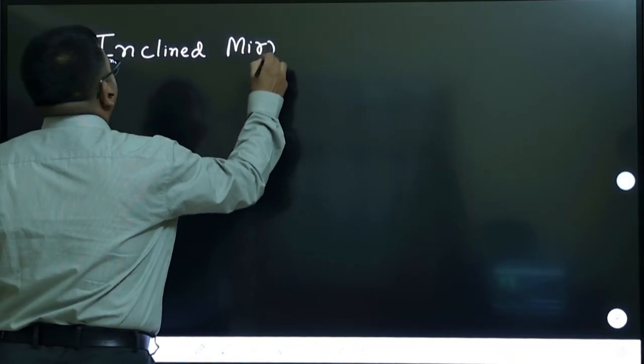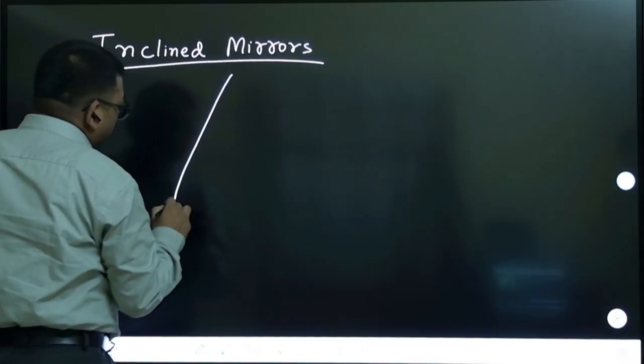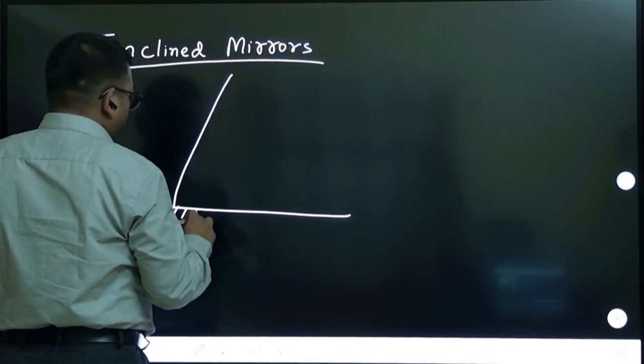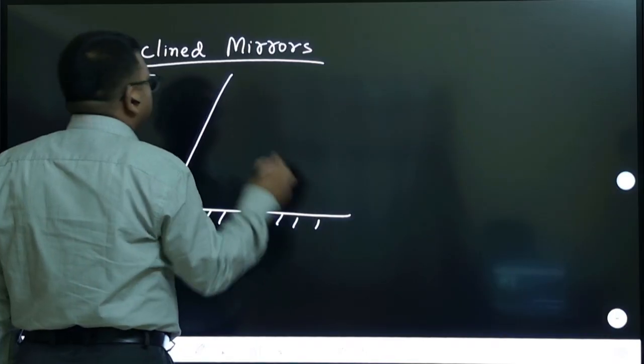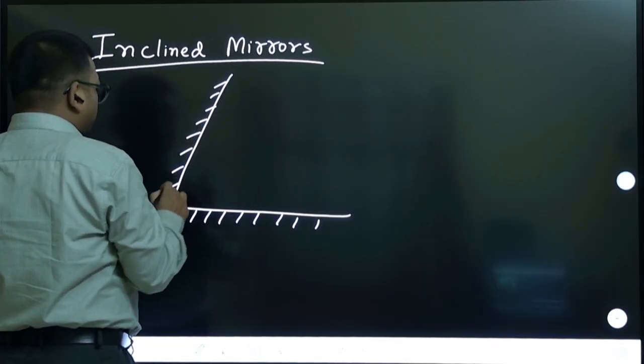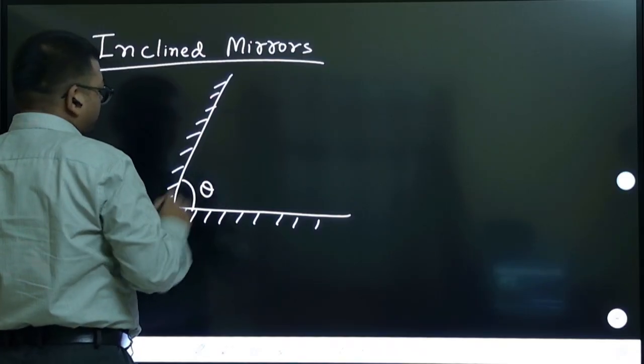Inclined mirrors. So suppose two mirrors are inclined like this way. One mirror is like this, another mirror is like this. The angle between them is theta.